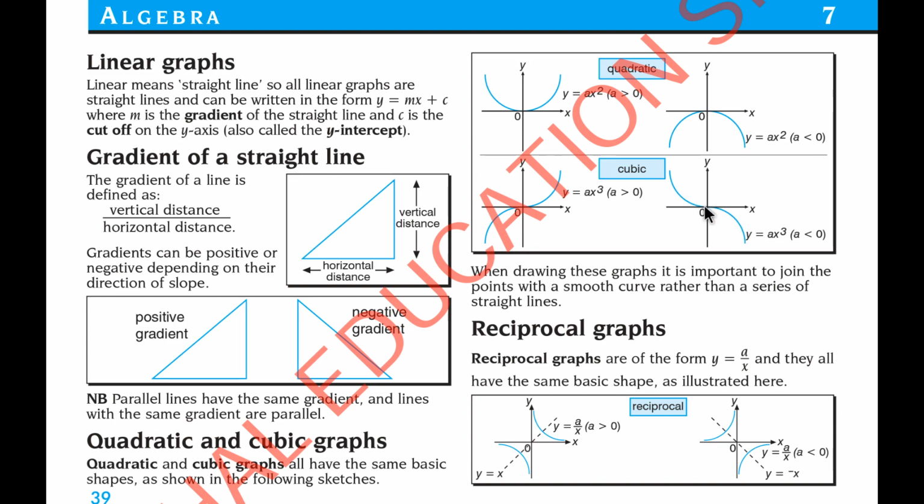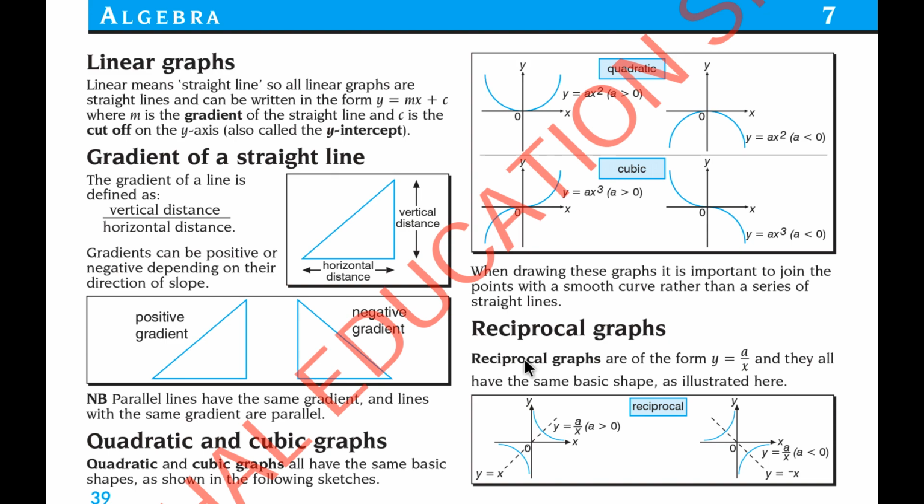There are patterns and techniques. When drawing these graphs, it is important to join the points with a smooth curve rather than a series of straight lines. Here there are no straight lines, all are smooth curves. Here it's bending in one direction only. Here it bends in two different directions. This side is open up, this side is open down.